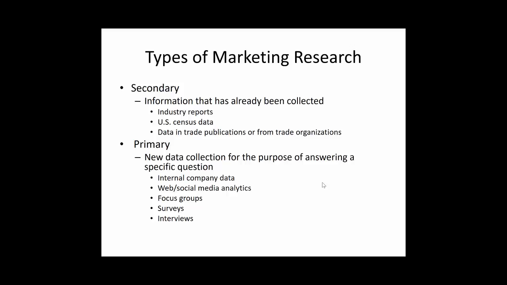So you would want to try to access that info. Primary data is data that you collect for the purpose of answering a specific question. This could include things like internal company data, web or social media analytics. You could do a focus group or a survey to try to find out some specific answers to a question you have, or it could just be interviews with a few select individuals. So these are all types of research that you can use to help you with your business plan.